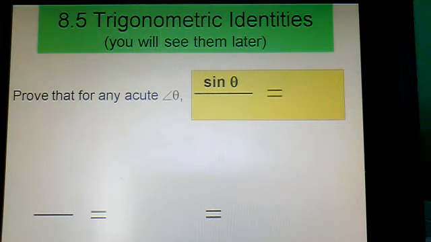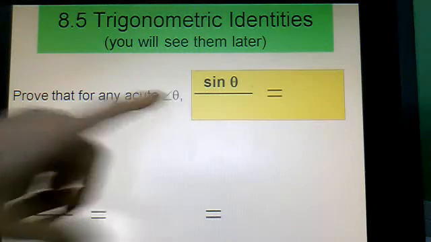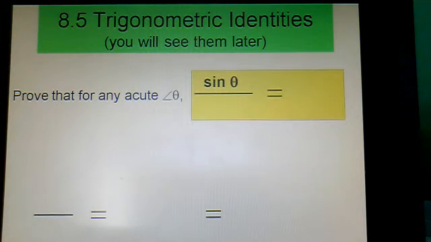So the first thing says, prove that for any acute angle theta, we're using that Greek symbol theta again, that this identity is true. And identity just means that it's a balanced equation, something equals itself, basically. So if you have the sine of an angle and you divide it by the cosine of an angle, oddly enough, you get the tangent of that same angle. Now, when you first look at that, you go, so what, big deal. Well, I'm not going to talk about where you're going to use this, but I just want you to be familiar with it. We're just going to use it as an opportunity to prove something.